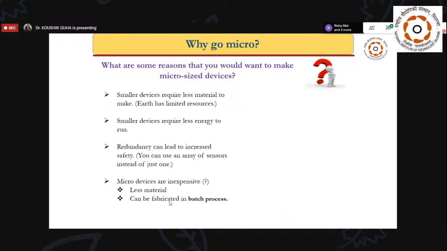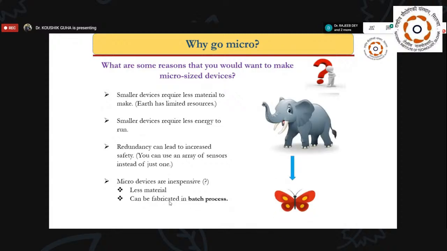The micro devices are also inexpensive because they support the batch fabrication process, like our integrated chip. Nowadays we can see the cost of the chip is very, very less because it supports batch fabrication. That means in a given amount of time, a lot of sensors, a lot of substrates, a lot of devices can be fabricated.